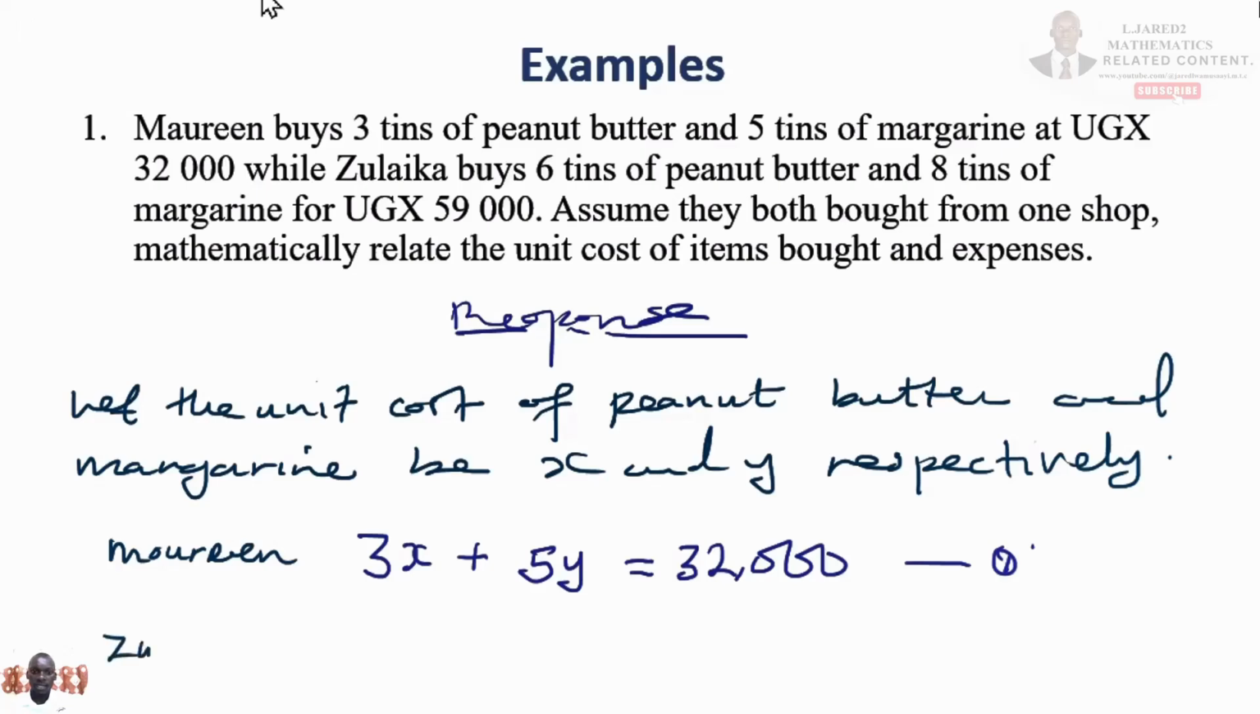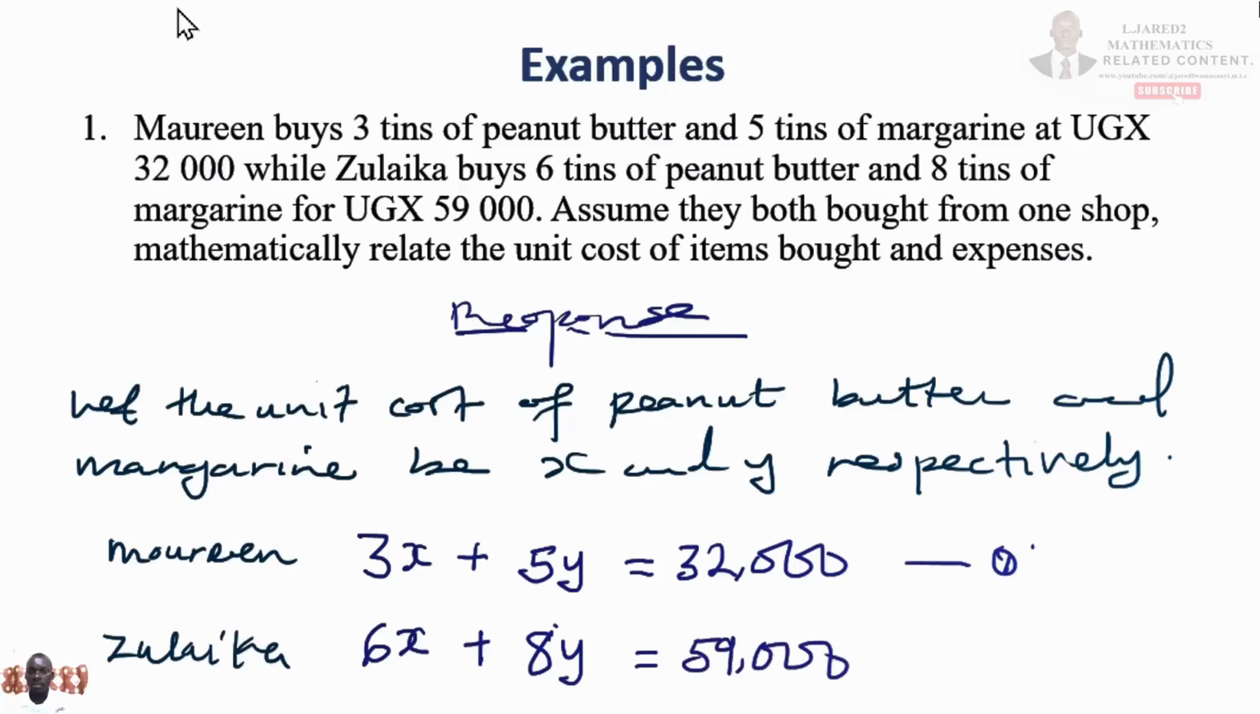So now for Zuleika, it reads that Zuleika bought 6 tins of peanut butter. So we have 6 multiplied by the unit cost of peanut butter, then plus 8. So she also bought 8 tins of margarine multiplied by the unit cost of each. Then that should be equal to the total amount of money she used, which is 59,000 UGX.